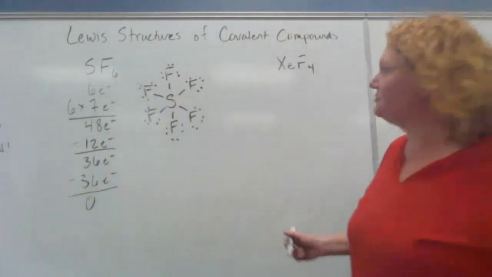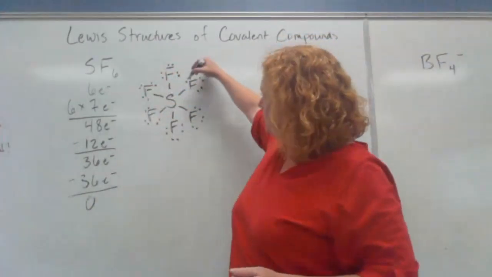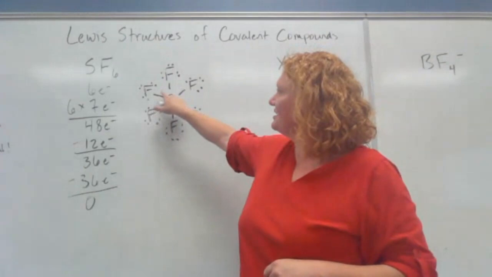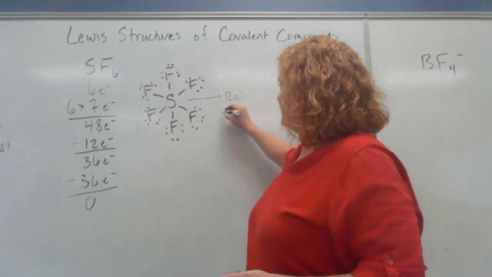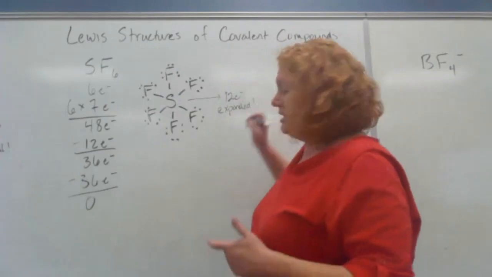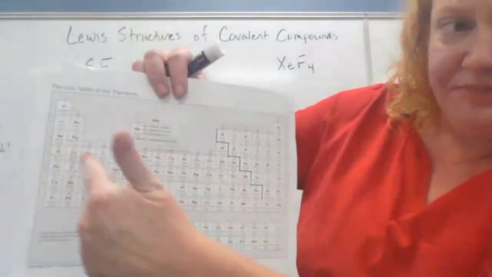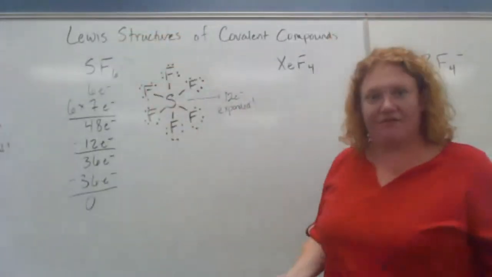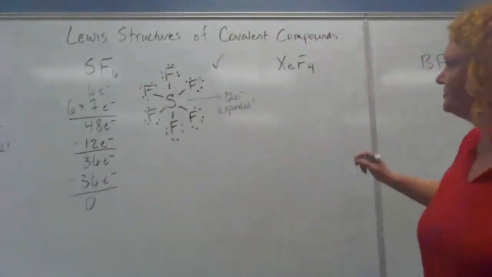So now it's time to check the octet rule. Each fluorine does indeed follow the octet rule: 2, 4, 6, 8. Sulfur in the middle here has 2, 4, 6, 8, 10, 12 electrons around it. 12 electrons. It's an expanded octet. Is that allowed? Is that okay for sulfur? Yes. Sulfur is a third period element. Third period and lower can have expanded octets if it's needed in that compound. So this is indeed the Lewis structure for SF6.